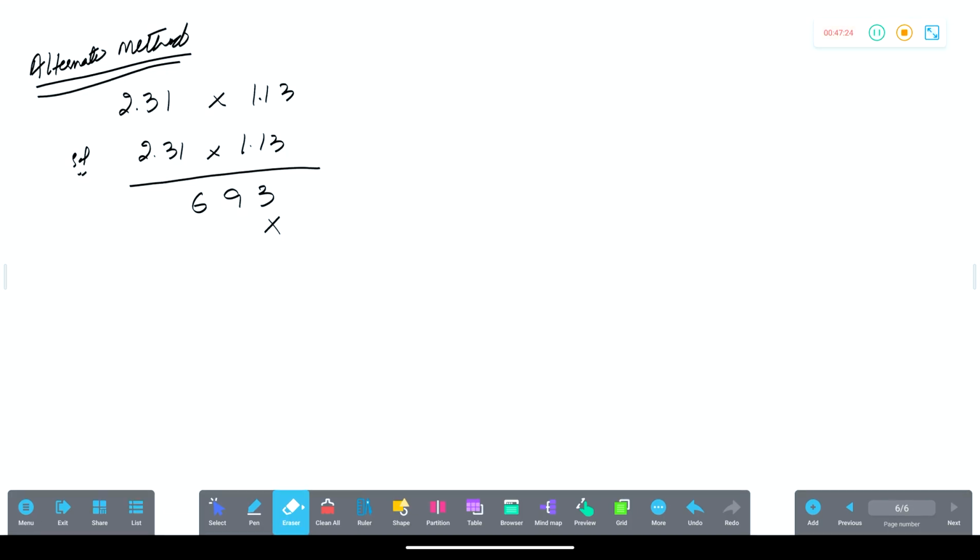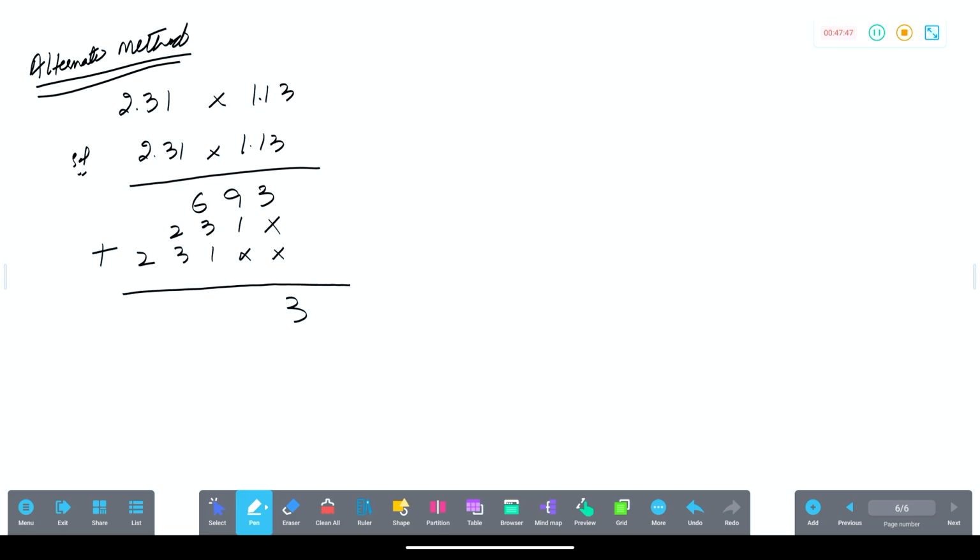Now 1 times 1 is 1, 1 times 3 is 3, 1 times 2 is 2. Then again 2 cross, you know why I'm putting 2 cross, I did not explain that. 1 times 1 is 1, 1 times 3 is 3, 1 times 2 is 2. Now let me add these numbers. Starting with 3, 3 cross cross is 3. Cross cross means 0 there, it's not multiplied.